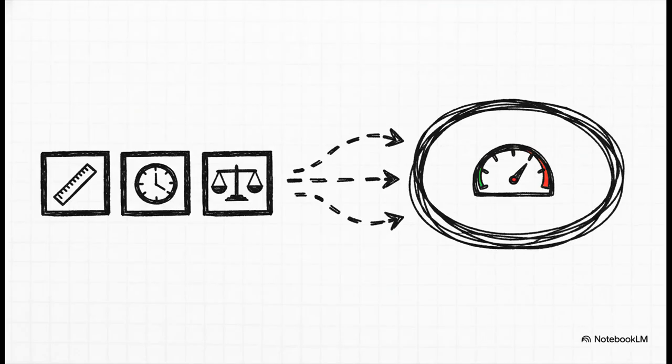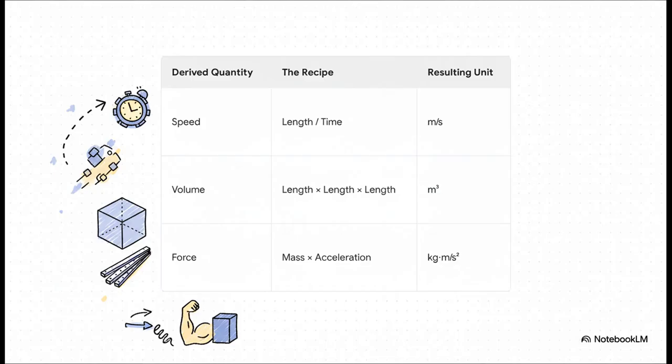So, to stick with our analogy, if the fundamentals are our ABCs, then derived quantities are the words we build with them. Words like speed, volume, and force. This is how we go from simple measurements to describing the awesome phenomena of the universe. And this table is basically the recipe book. Take a look at speed. What is it really? Well, its recipe is just length divided by time. That gives you the unit meters per second.